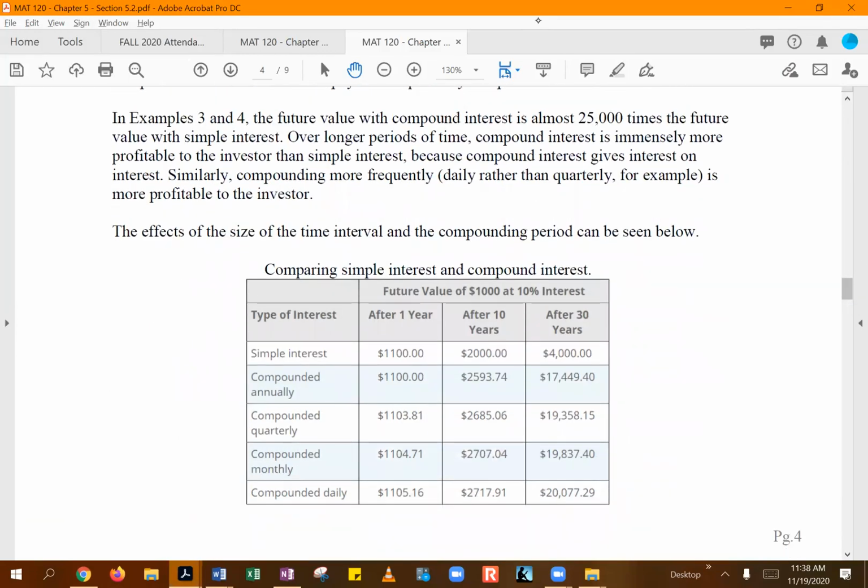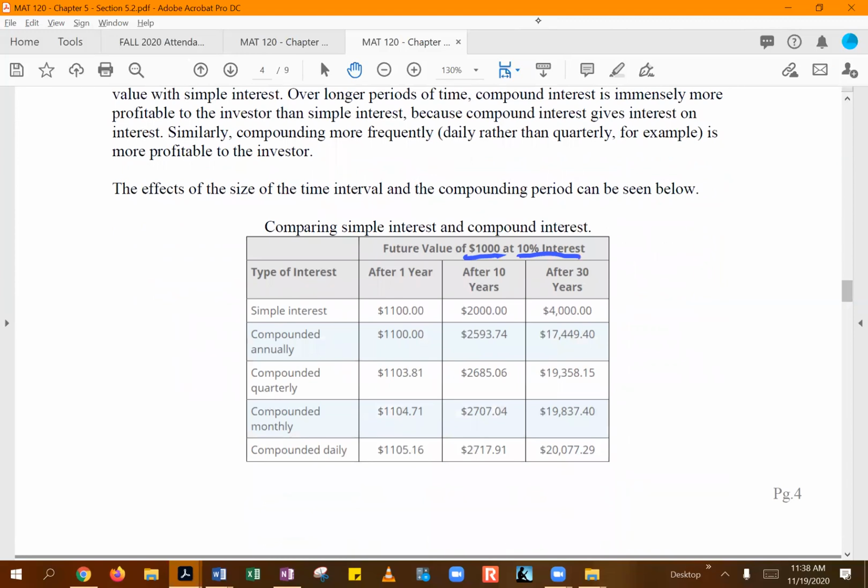So they're just doing some comparison over here with this little table. You can see we're actually talking about depositing $1,000 at 10% interest rate. And you can see different time frames: after 1 year, after 10 years, and after 30 years. How does that amount grow? So at simple interest, if we calculated $1,000 at 10%, at the end of the first year, we would have $1,100, $2,000 by 10 years, and $4,000 by the end of 30 years.